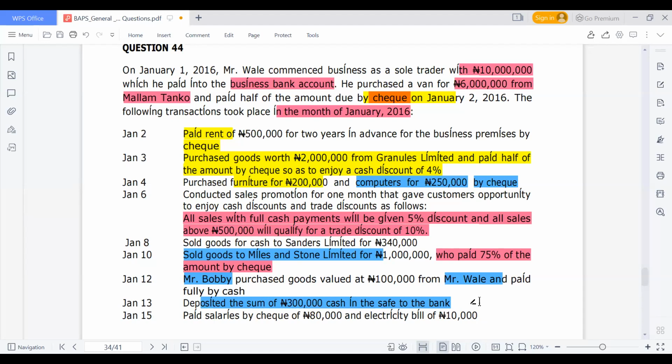Deposited the sum of cash. So what are we doing now? We are crediting the cash and debiting bank. We are taking the money out of our cash and taking it to the bank. So our cash is reducing now, and our bank is increasing. So here we are crediting cash and debiting bank. That is what we call a contra entry. All right. So 13.